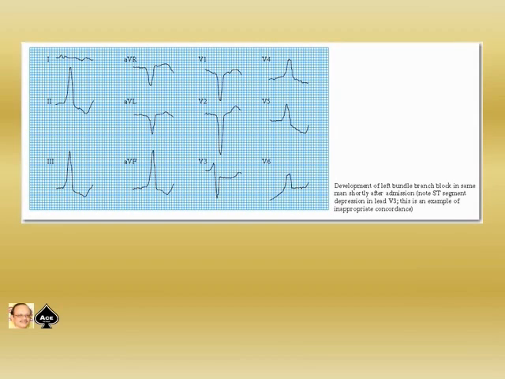Now this picture shows the development of left bundle branch block in the same man shortly after admission. Note the ST segment depression in lead V3. This is an example of inappropriate concordance. You can go back in the video and then come back again to understand this concept.